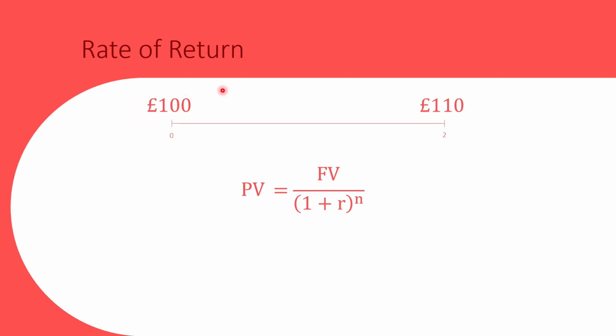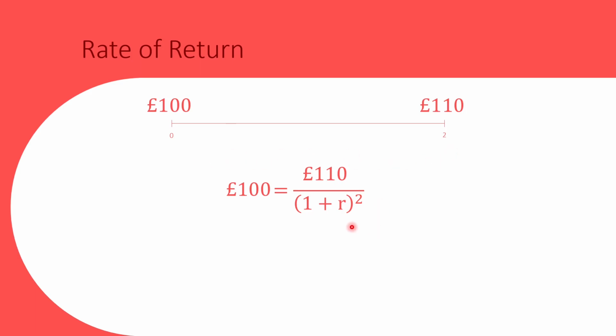We have £100 being the present value, we have 110 being the future value, and that future value is after 2 years. So what is the rate of return that will allow me to get 110 in 2 years' time if I am starting off with 100? The present value in this case is the 100, that's what we have over here. The future value is the 110, and that's what we have over here. And (1 + r)^n now becomes (1 + r)^2, because it's 2 years into the future that we're looking at.